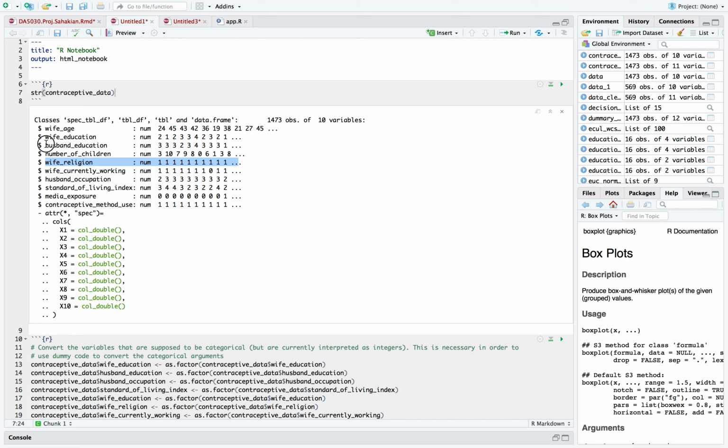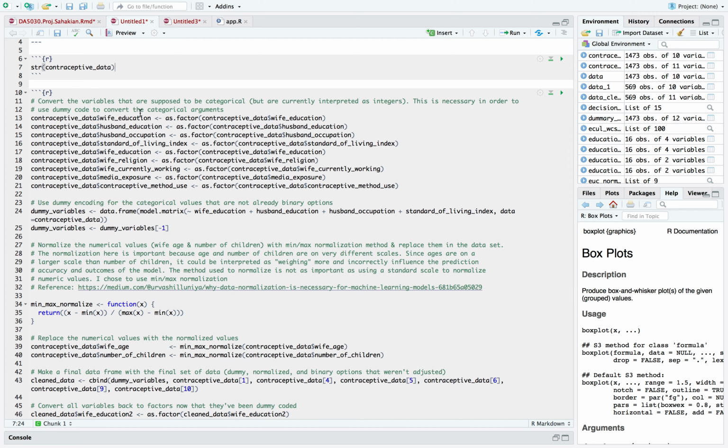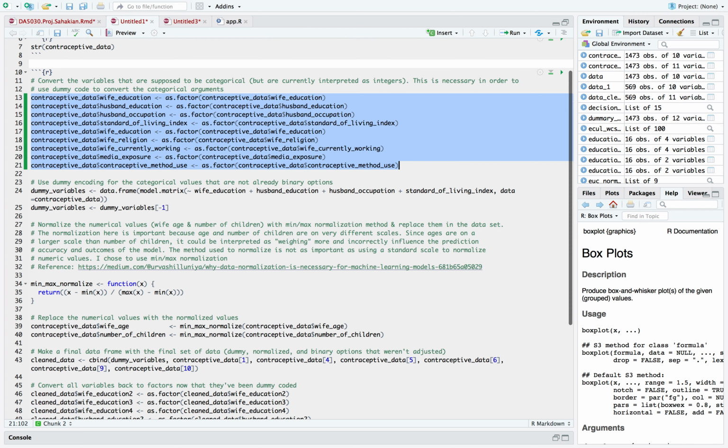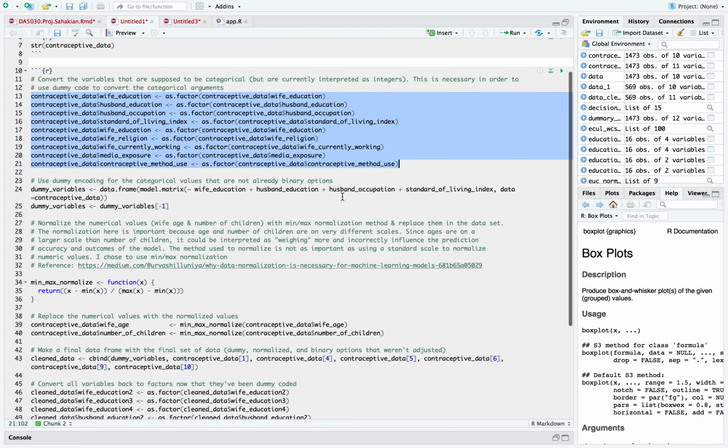Pretty much everything else needs to be transformed to a factor. So things like education was an option, a value 1 through 4, depending on the wife's level of education. Same thing for husband's education, husband occupation, etc. So in order to clean this up, I used as factor on all of the attributes that should have been categorical in nature, but were being interpreted as numerical. So if we run this, it will transform our values.